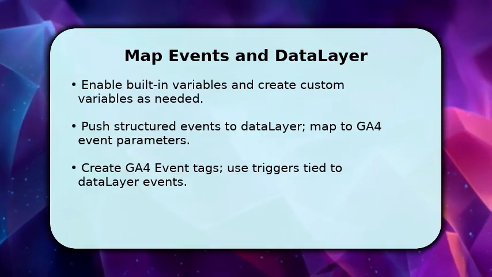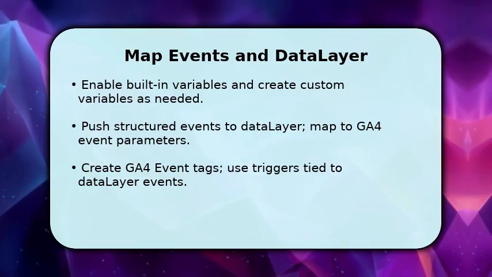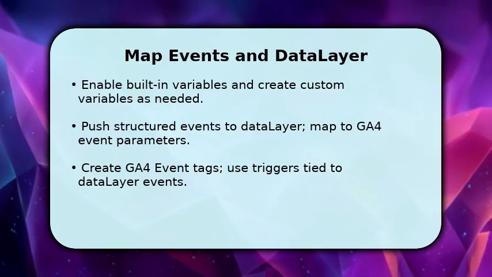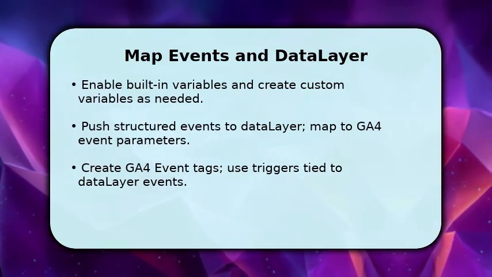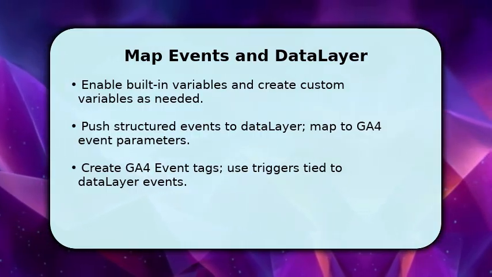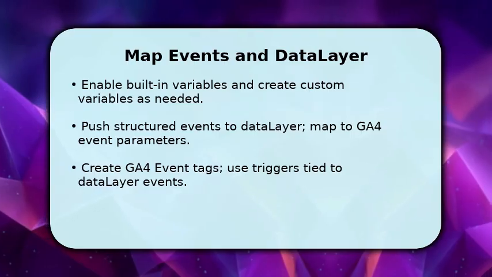First, enable built-in GTM variables and create any custom variables that read data layer keys. Then, implement data layer pushes on your site for actions like form submitted or purchase, including relevant parameters. Once the data layer is emitting values, create GA4 event tags in GTM and map variables to event parameters.